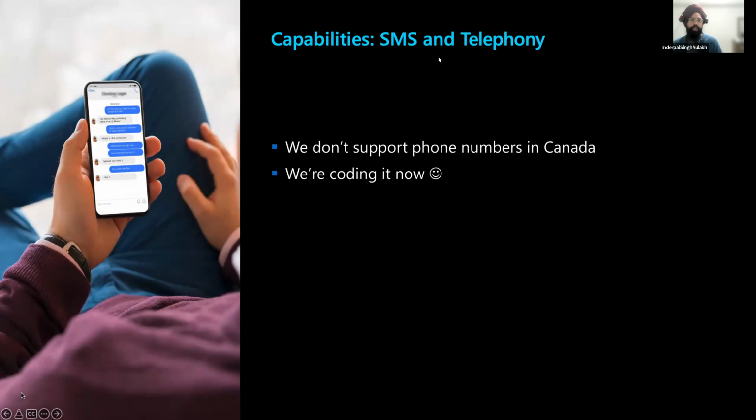Yeah. There is also SMS and telephone capability, which I will just briefly talk about. With telephone, you can get a phone number using the ACS service, but currently United States numbers are supported, but not Canada, and our team is working on it. Hopefully this feature will soon be available in Canada.